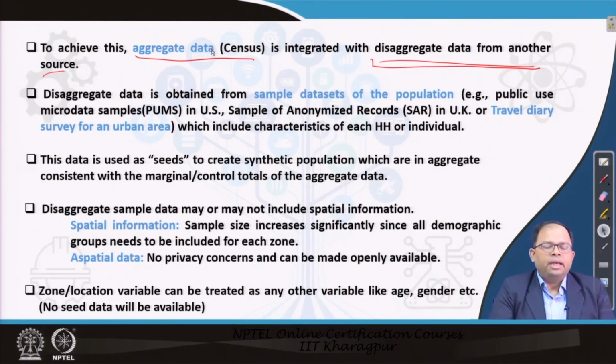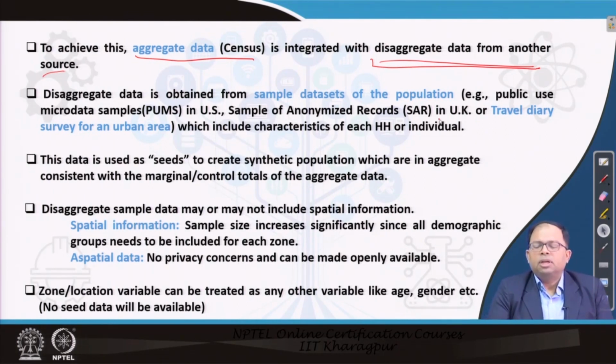So here, in the case of the US, disaggregate data is usually obtained from sample data sets of the population. For example, in the US, public use microdata samples (PUMS) are used, and in the UK, the sample of anonymized records (SAR) is used. These are basically surveys conducted by the government, where they collect data from around 1 to 2% of the population, detailed data on their age groups, gender, household, different properties, or whichever properties the government wants to collect from that particular household or individual.